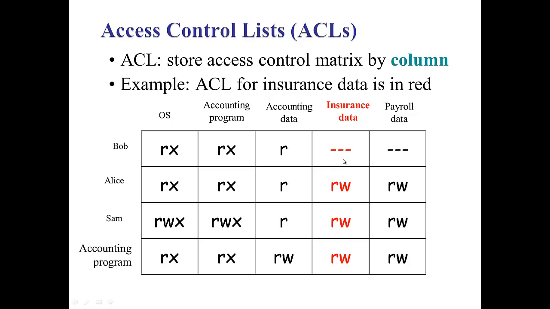For example, for this column, the insurance data cannot be read, written, or executed by Bob. But it can be read and written by Alice, and it can be read and written by Sam, and it can be read and written by the account program. When we talk about an access control list, we are talking about the column.